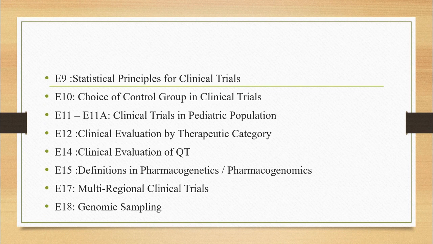E9 statistical principles for clinical trials, E10 choice of control group in clinical trials, E11 and E11A clinical trials in pediatric populations, E12 clinical evaluations by therapeutic category, E14 clinical evaluations of QT, E15 definitions of pharmacogenetics, pharmacogenomics, E17 multi-regional clinical trials, E18 genomic sampling.